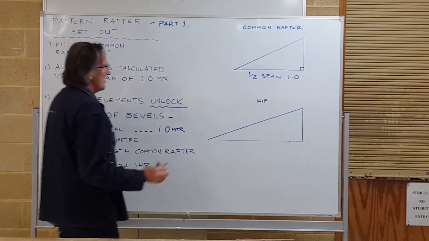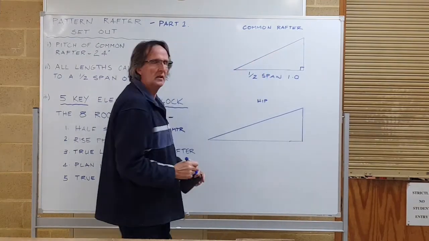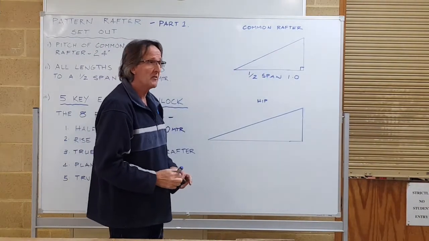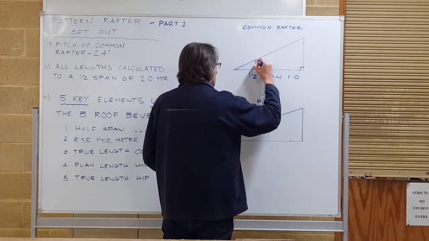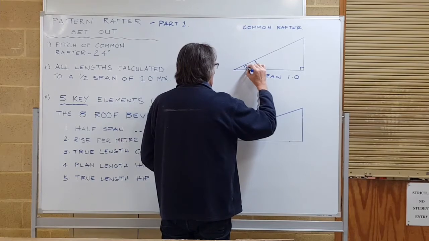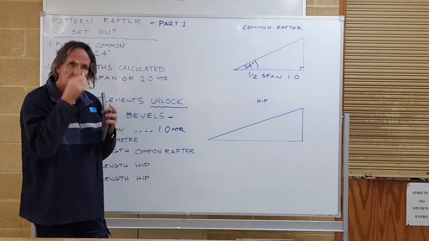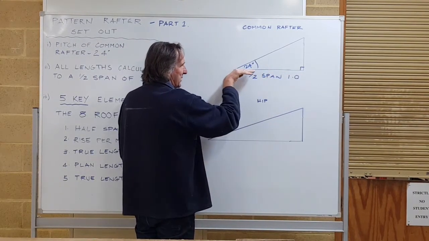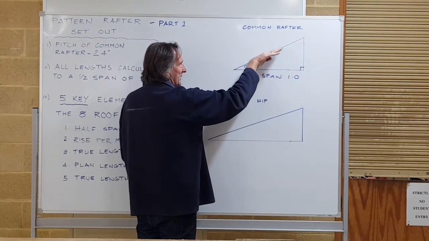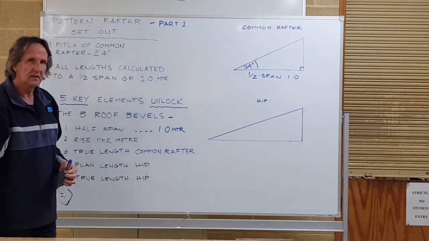The pitch of our common rafter, that represents the hypotenuse here, represents the pitch of our common rafter. And it's set at 24 degrees from the horizontal, from the plan length. The pump up is 24 degrees, if you like.